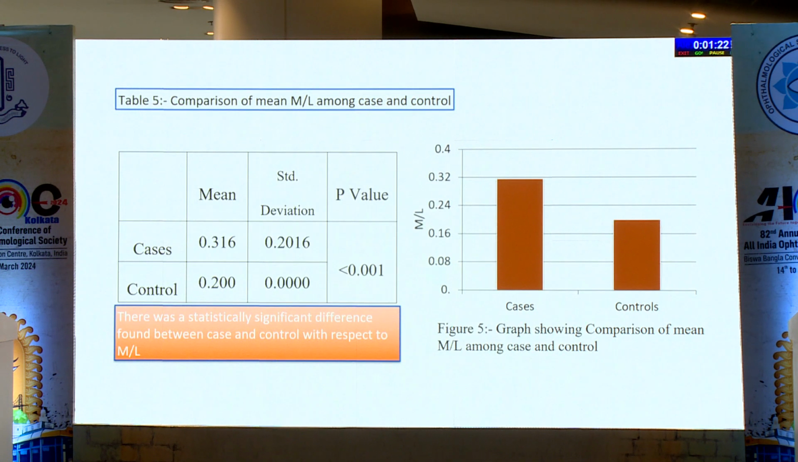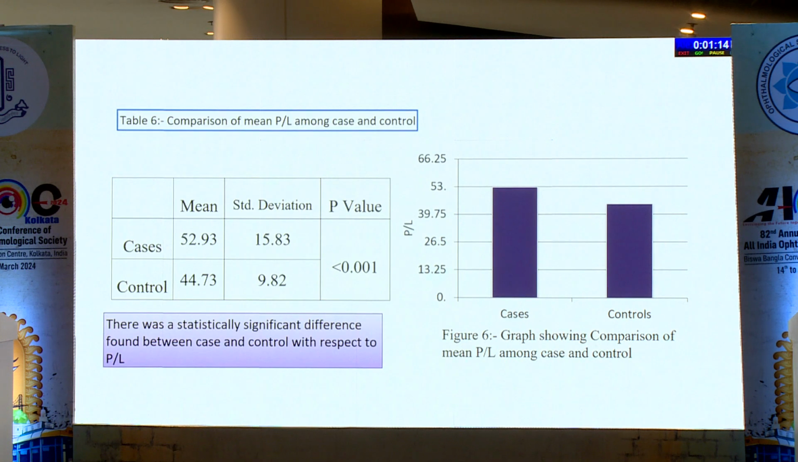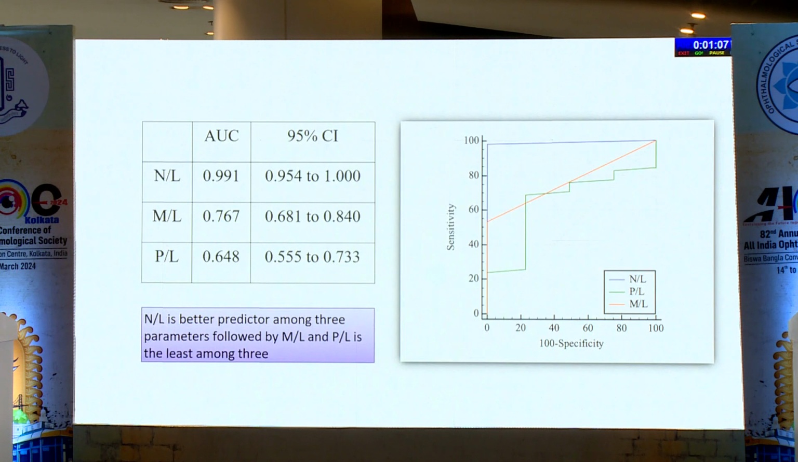Coming to the monocyte lymphocyte ratio, there was a statistically significant difference between the cases and control with respect to the ratio, as well as a statistically significant difference found between the cases and controls with respect to the platelet lymphocyte counts. NLR was found to be the better predictor among the three parameters, followed by monocyte lymphocyte ratio and platelet lymphocyte ratio being the least among the three.